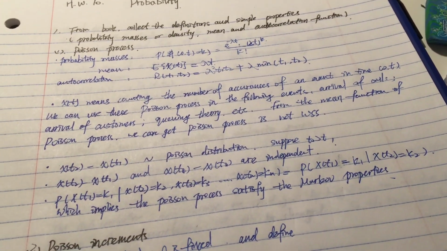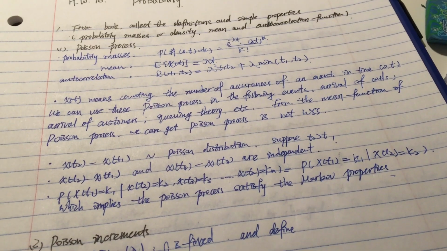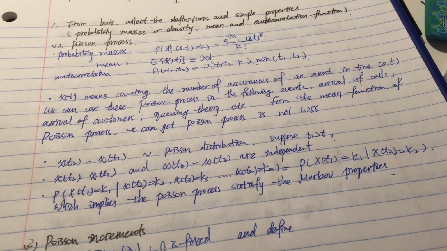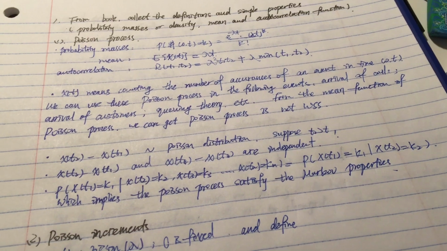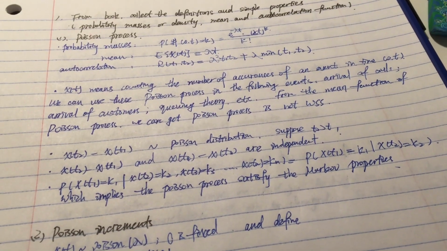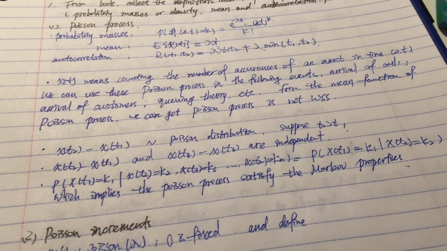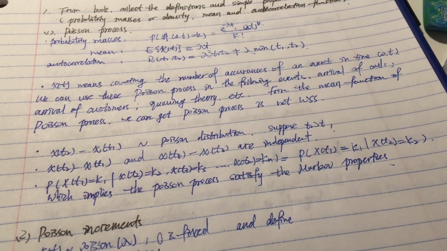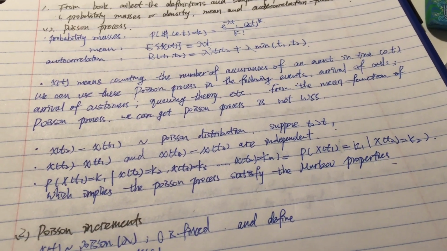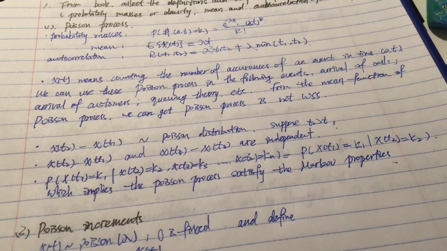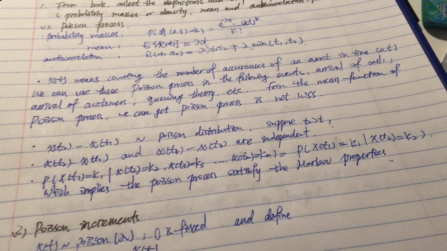The first is the Poisson process. X(t) means counting the number of occurrences of an event in time 0 to t. We can use this Poisson process in events like the arrival of calls and arrival of customers, queuing theory and so on.